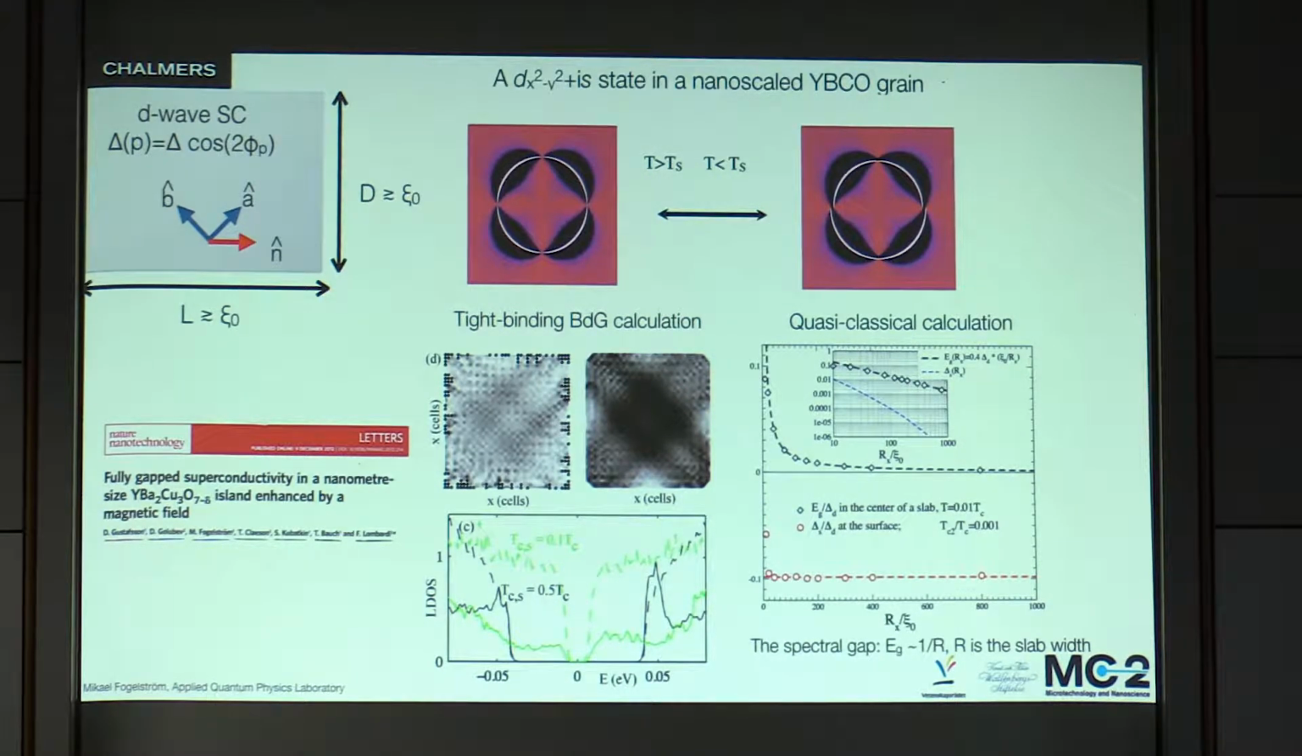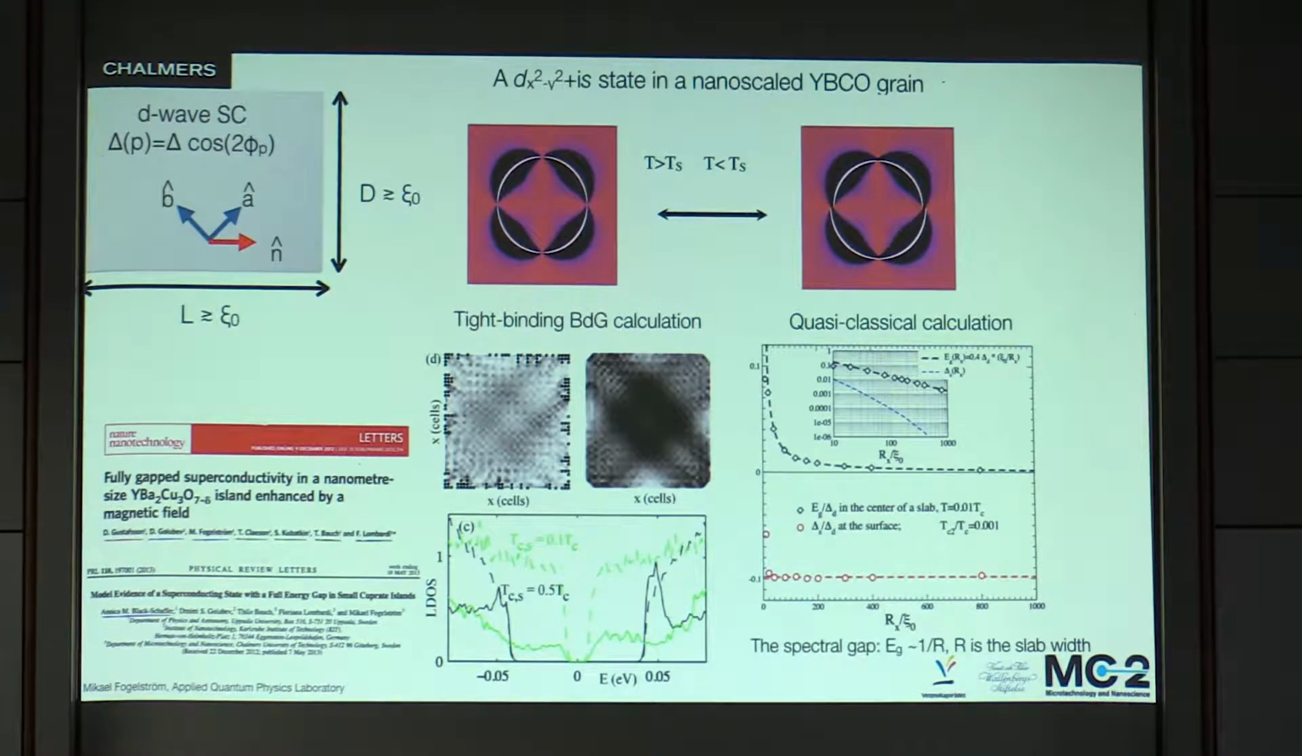And there's another thing that I haven't put on this slide: this subdominant S-wave actually grows with a small magnetic field, because it is really a slave on the D-wave order parameter. So you can increase the gap as you increase a small magnetic field. So that is all in agreement with this fully gapped state. And this we published in this PRL.